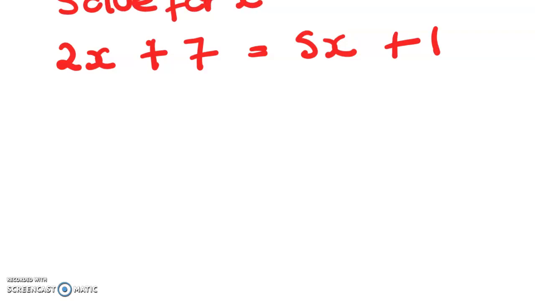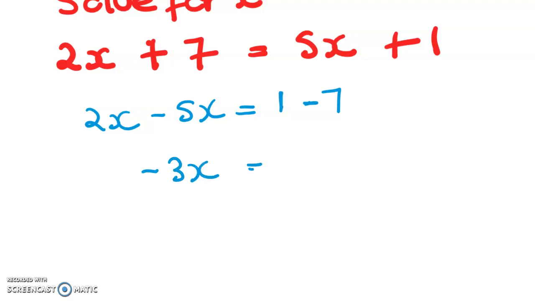So all we need to do here is get x on its own. I normally say bring your x's to the left and the numbers to the right. So I'm going to have 2x, bring over the plus 5x, it becomes a minus 5x, equals 1, plus 7 becomes a minus 7. 2x minus 5x is minus 3x, equals 1 minus 7, and you're talking about minus 6.